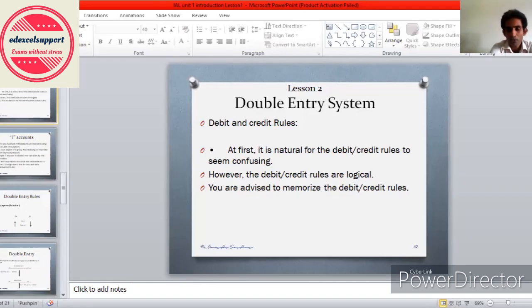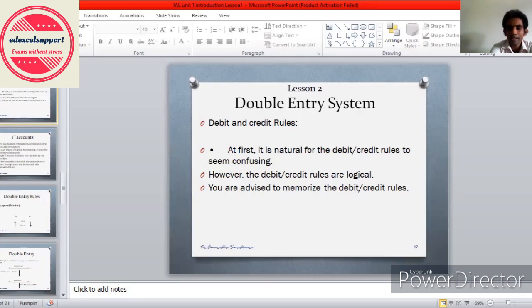So first of all, I will share the screen. This is our lesson number 2. So you are getting ready for your IAL Edexcel, Pearson examination. This is very important to know, because there are some students who start A-level accounting without doing O-level. So therefore, it's important to start from the basic level. That's why I start like that, so everyone can catch up from basic things.